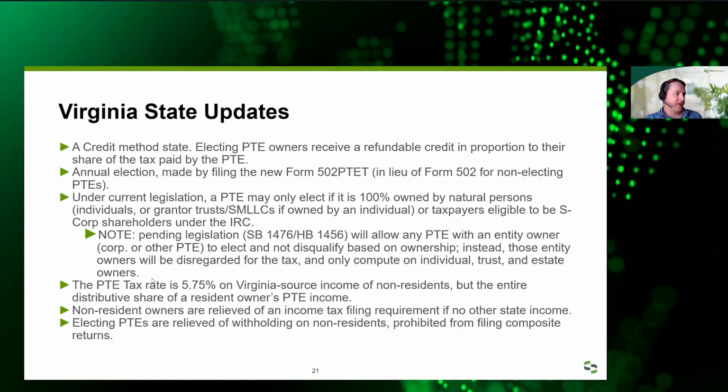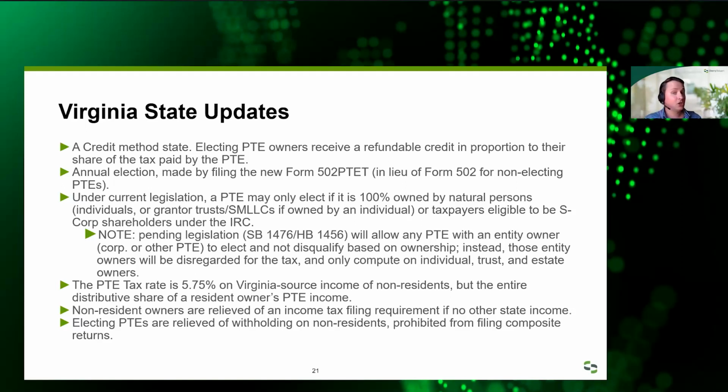Virginia is a credit method state. Annual election. Virginia created a new separate return for the electing entity, a 502 PTET. So if you're going to make the election, you would just file this return instead of the regular 502 PT return that Virginia historically has had.